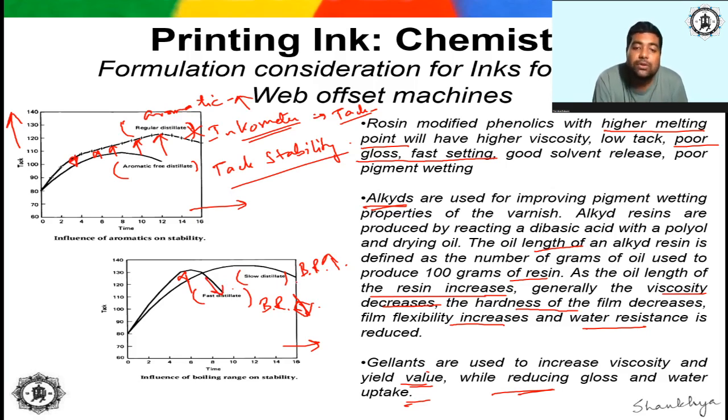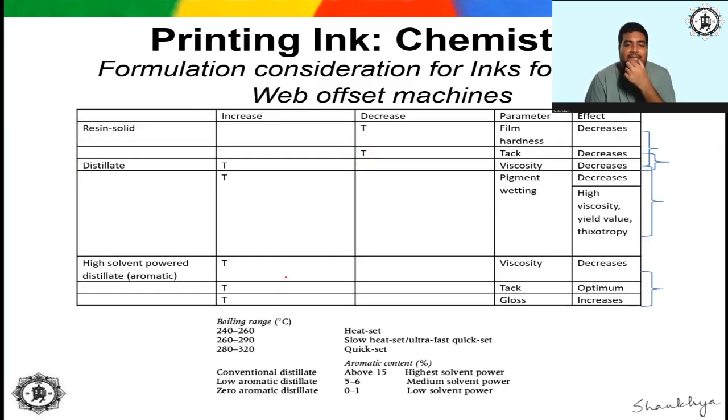But in case of a slow distillate whose boiling range is high, that solvent or that distillate does not evaporate that easily, resulting in this smooth and very uniform type of tack stability curve. So this is always preferable for our work, especially for quick set operations. It is very preferable. Okay. Hopefully this was a very important slide. Hopefully this is clear.